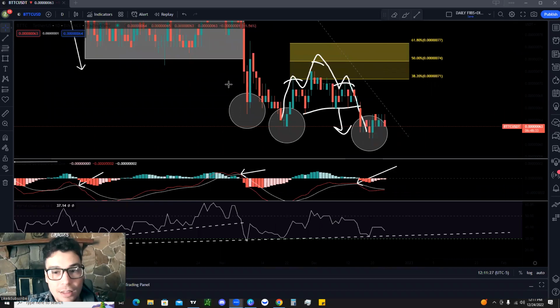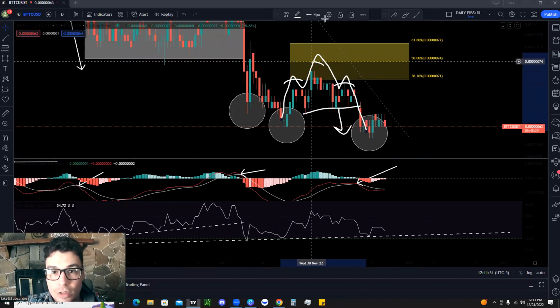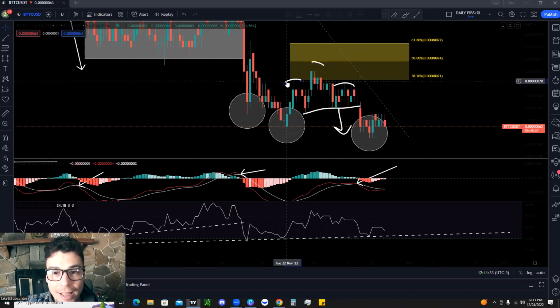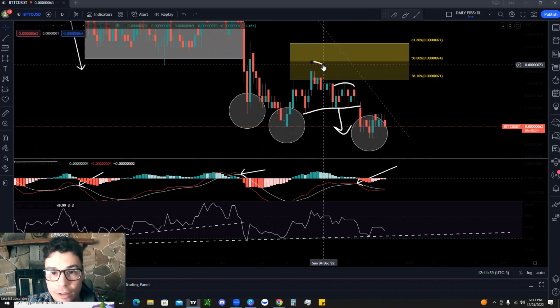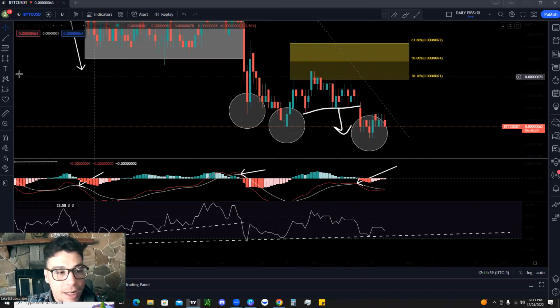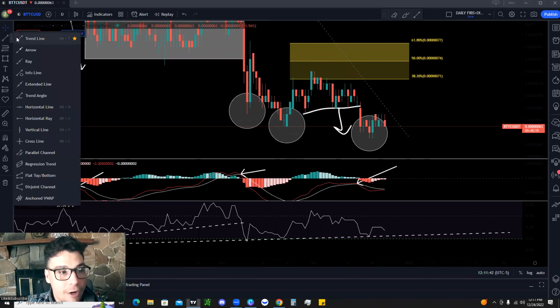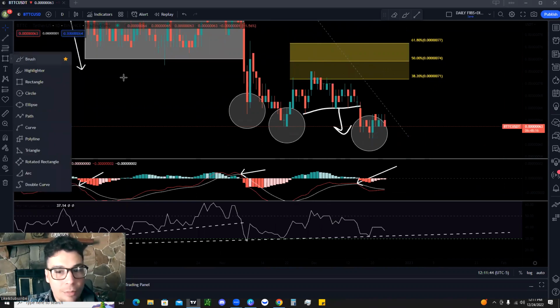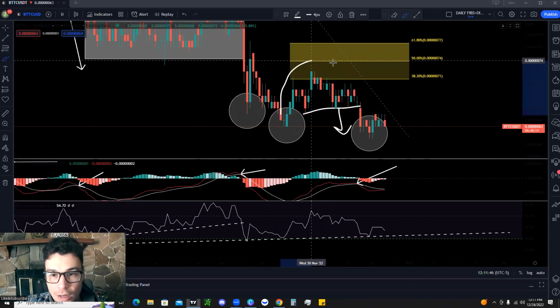So we'll go ahead and take this pattern off real quick, because what I want to show you actually next is going to be an inverse cup and handle pattern. It's exactly how it sounds. It's the opposite of a cup and handle pattern. So it's a bearish chart pattern. And what you're going to be looking at is your cup right here.